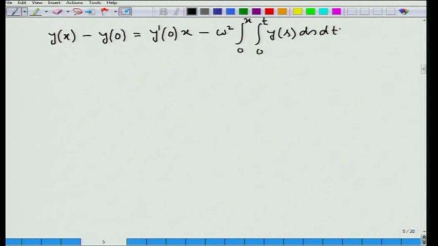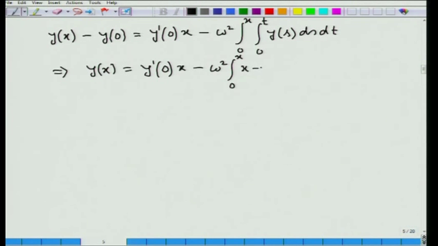Now, you can recall that the given condition for y(0) was 0. So, from here we can write y(x) is equal to y dot 0 x minus omega square, and if we apply the same technique as we have adopted earlier, we can find integral 0 to x (x minus s) y(s) ds. Still this y dot 0 is appearing here.